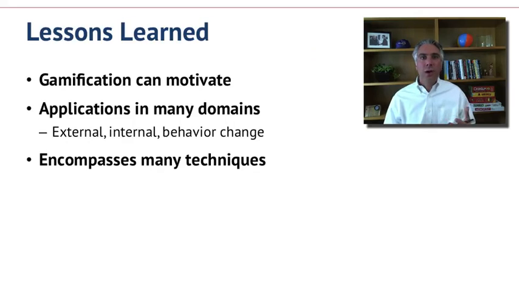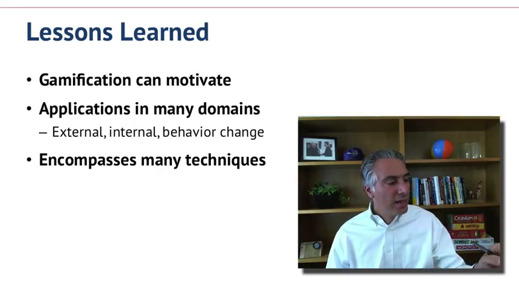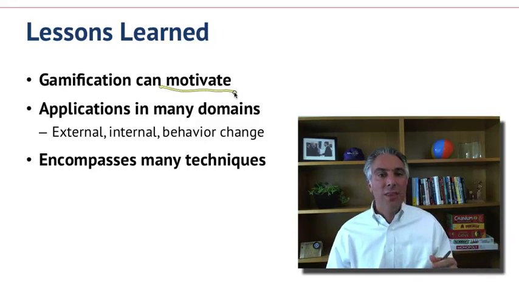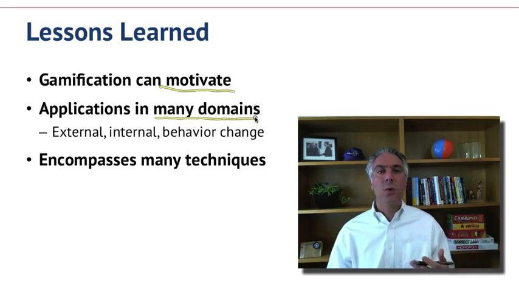So what do we learn from these examples? Well, the first one is motivation. Gamification can motivate. It can get people to do things that either they really want to do or maybe they're not so sure they want to do, but it's a good idea for them to do it. The second thing is that there are many different areas where motivation is important and where gamification can help. I've given you 3 different major categories: external, internal, and behavior change.